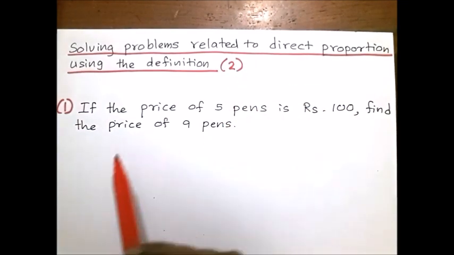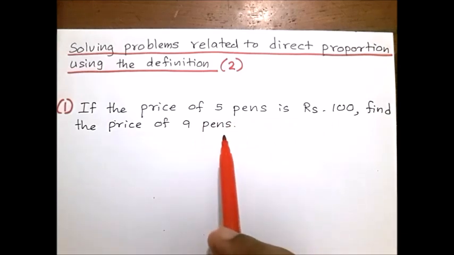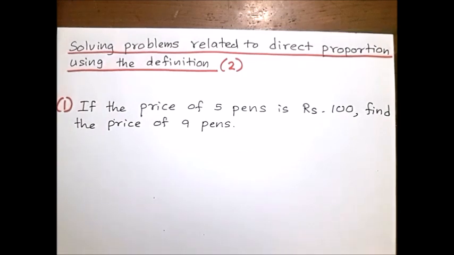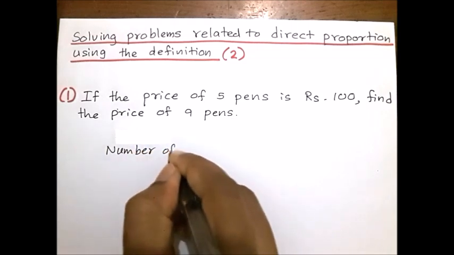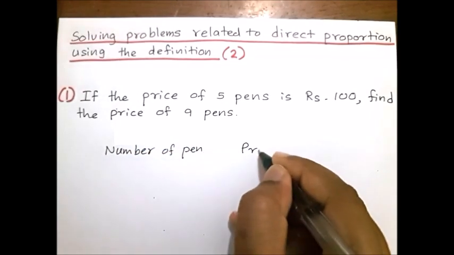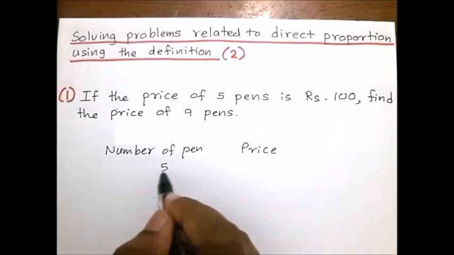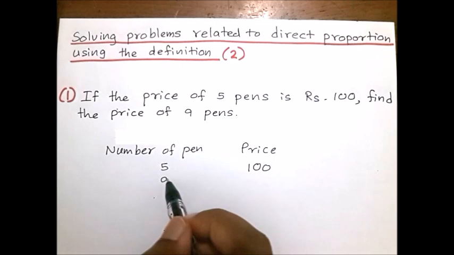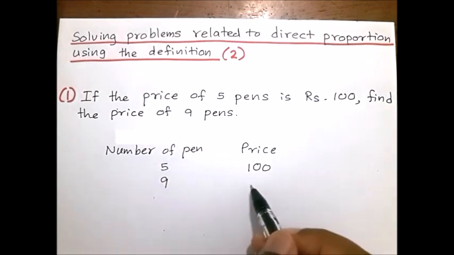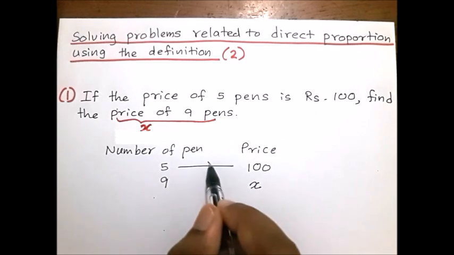Look at this example. If the price of 5 pens is 100 rupees, find the price of 9 pens. What are the two quantities here? Number of pens and price. Here the price of 5 pens is 100 rupees. Number of pens 5, price is 100 rupees. Find the price of 9 pens. Take the price of 9 pens as x. Illustrate this information using an arrow diagram.